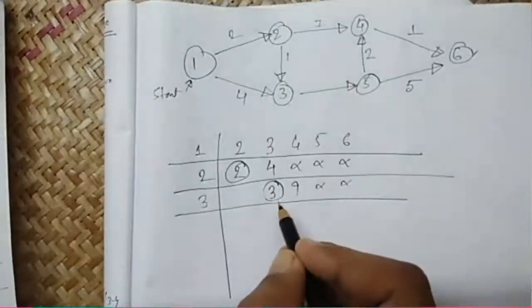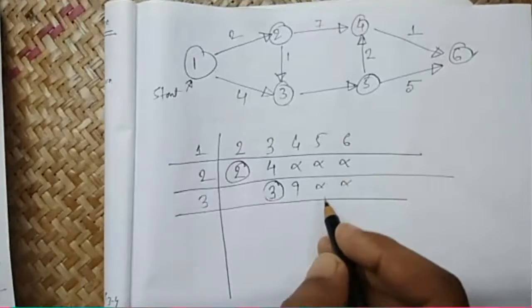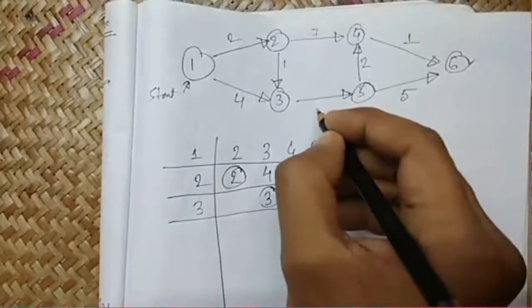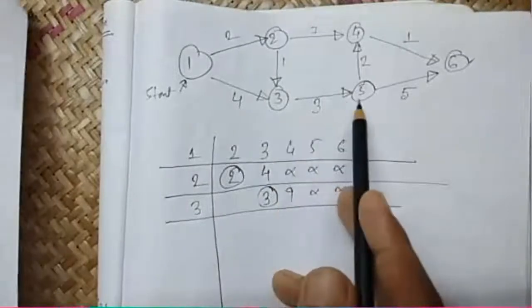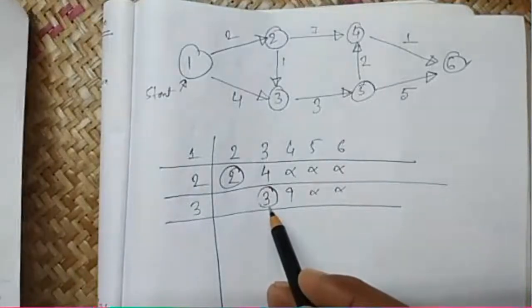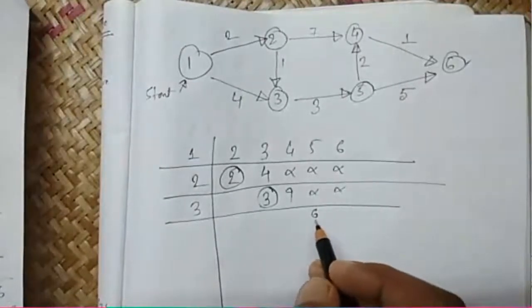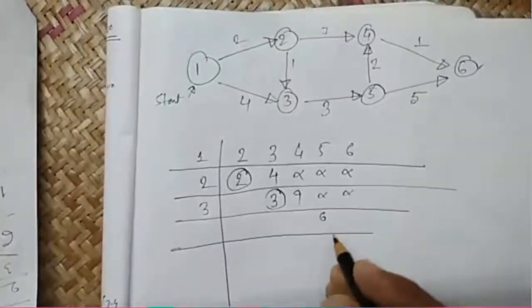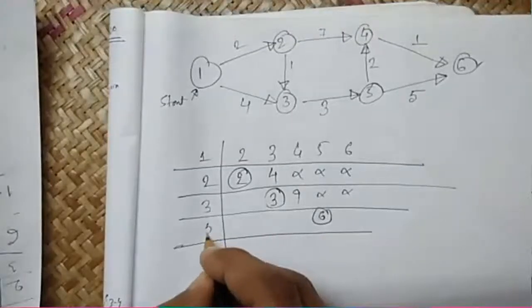So we have reached up to 3. Now from 3 there is only one option, to 5. Here the weight, I forgot to write it, is 3. If you want to reach 5 from 3, we can reach 3 at 3 seconds or 3 hours, so we can reach 5 at 6, which is lesser than infinity, so it gets updated, and 3 is not connected to any other. So we will mark it, and we will choose 5, and we'll write 5 here.